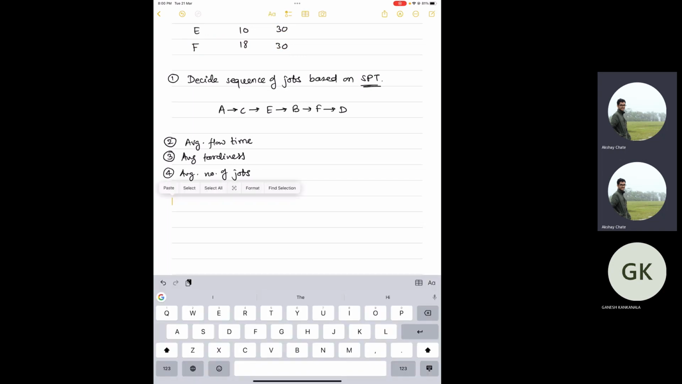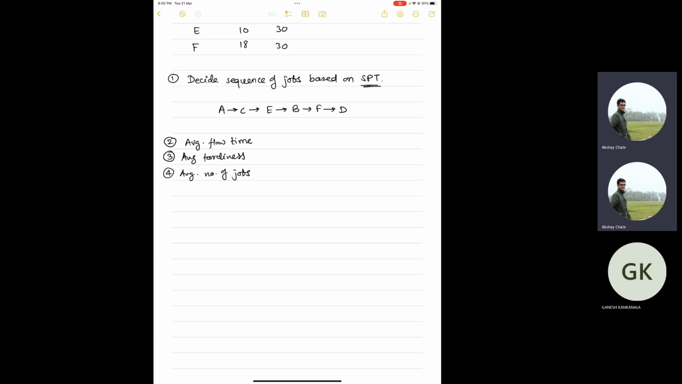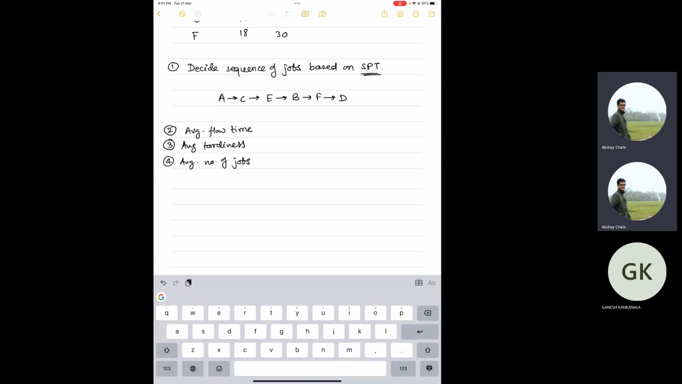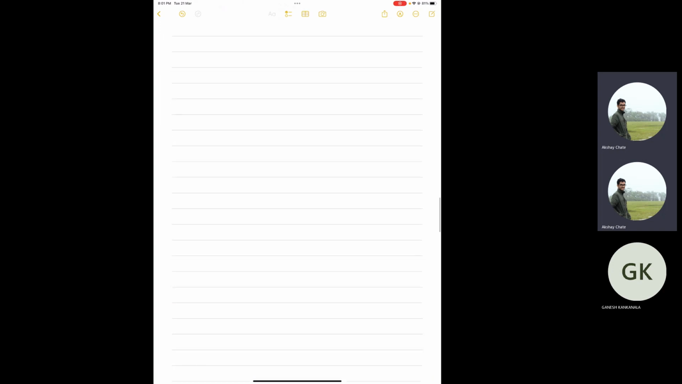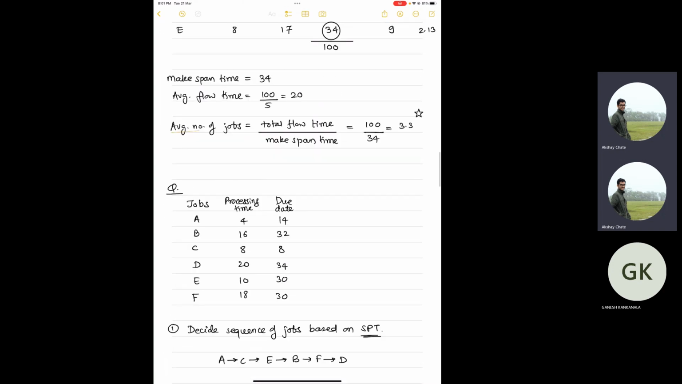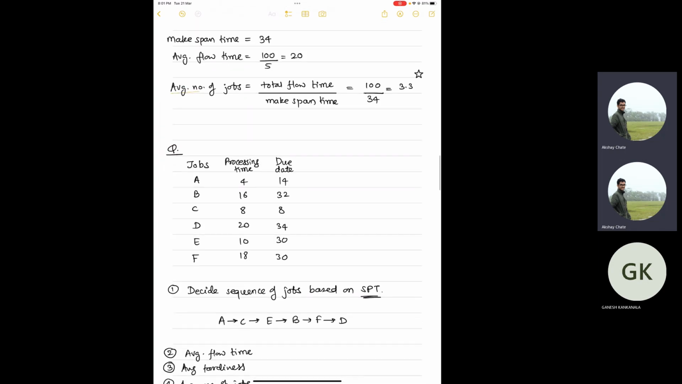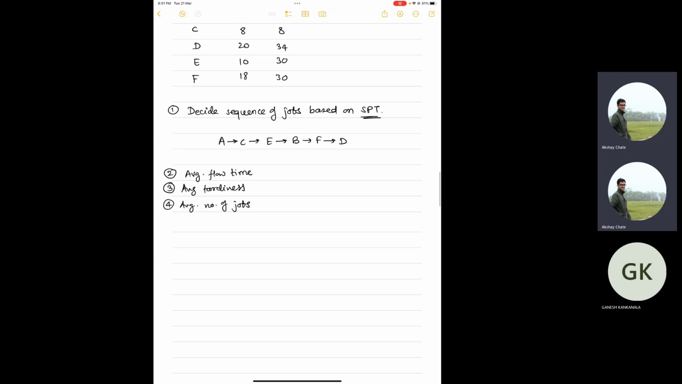Otherwise, it is... I don't know why this is happening. Where is it pasted then? What is wrong with this? Anyway, we'll write it again then. One second.